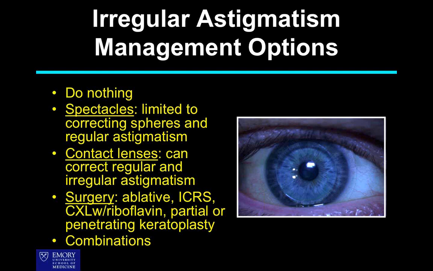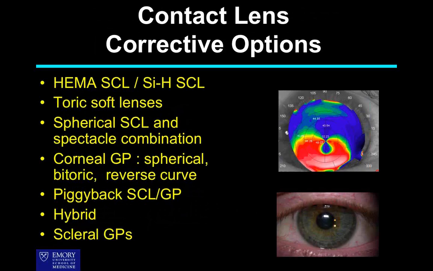Contact lenses have the ability to correct both regular and irregular astigmatisms. Surgery may or may not be beneficial. Options include intracorneal ring segments, ablative surgery, which has actually been used and not with good results, corneal cross-linking with riboflavin, which is very, very promising, partial penetrating keratoplasty if necessary, or a combination of these.